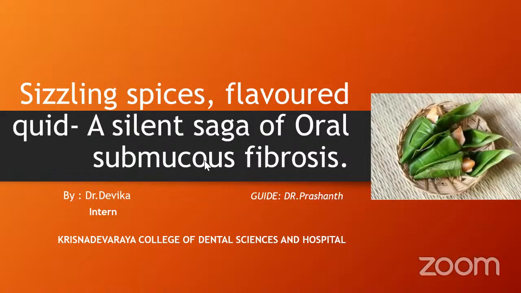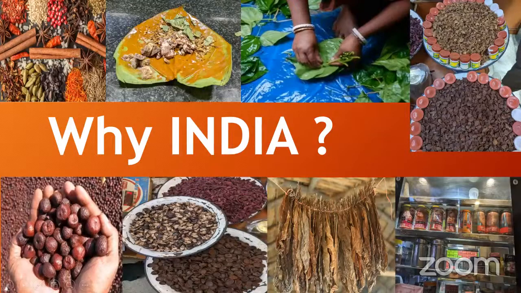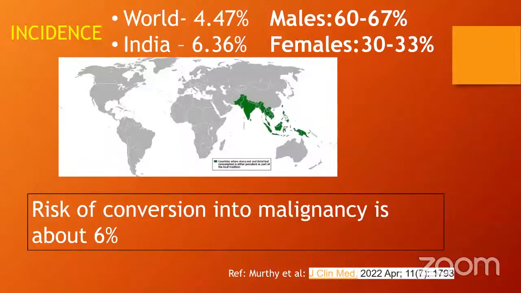So talking about the etiology, there are some local factors as well as some systemic factors. Local factors include quid, chilies, mostly arecanut when coming in contact with lime, and tobacco chewing habit. And systemic factors include nutritional deficiencies, genetic predisposition, and autoimmunity. So why India? The incidence is 4.47% in the world and 6.36% alone in India because of the etiological factors, that is quid, chilies, arecanut, which are in major use in South Asian countries. With a male predilection, and the risk of conversion into malignancy is about 6%.